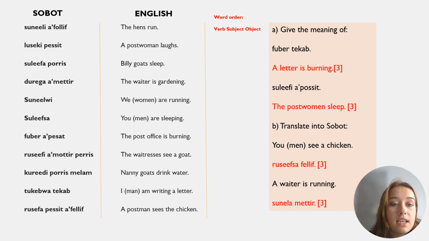And then the last thing is the object. In the first example, "the hens run," sunili refers to the running. The e bit at the end refers to the gender. So the hens are feminine, so it's a feminine ending. And then afolif means hens. That's the word for hens.